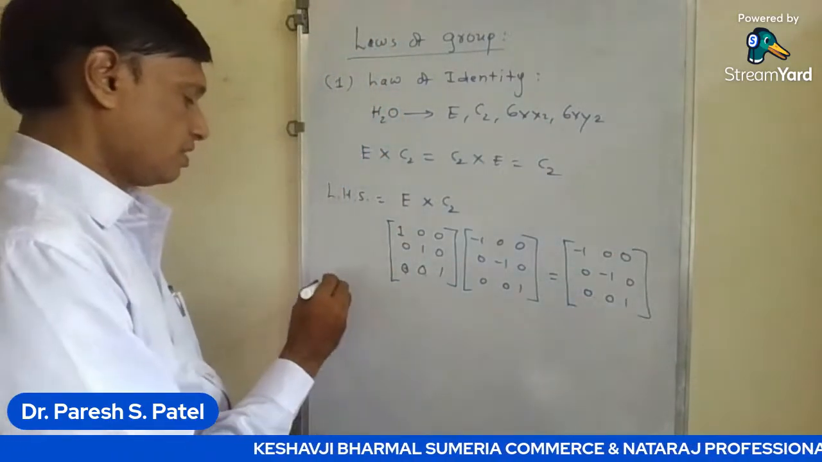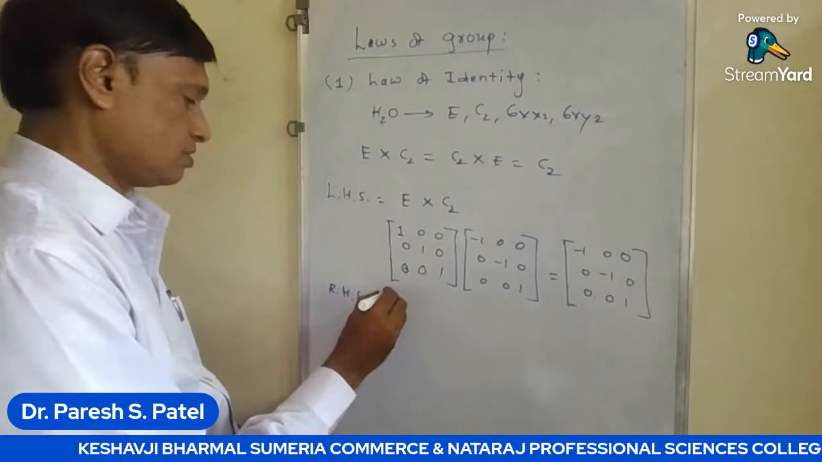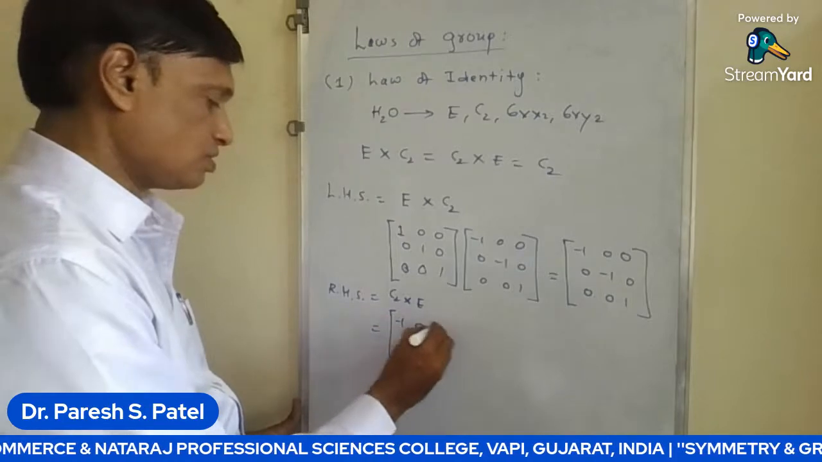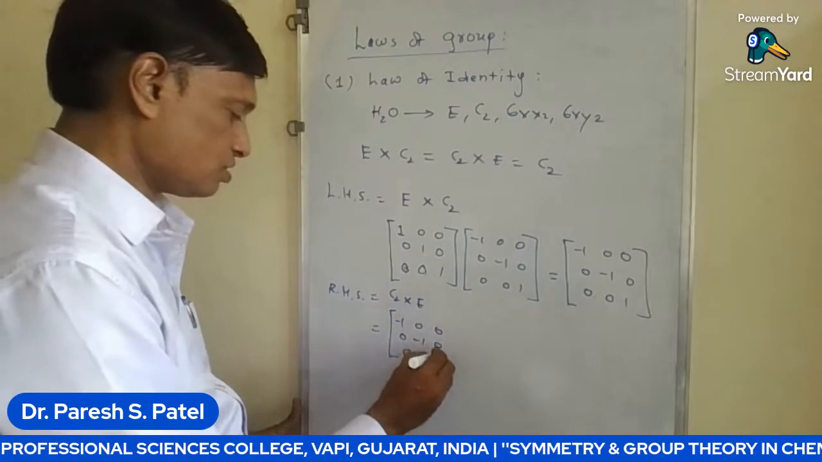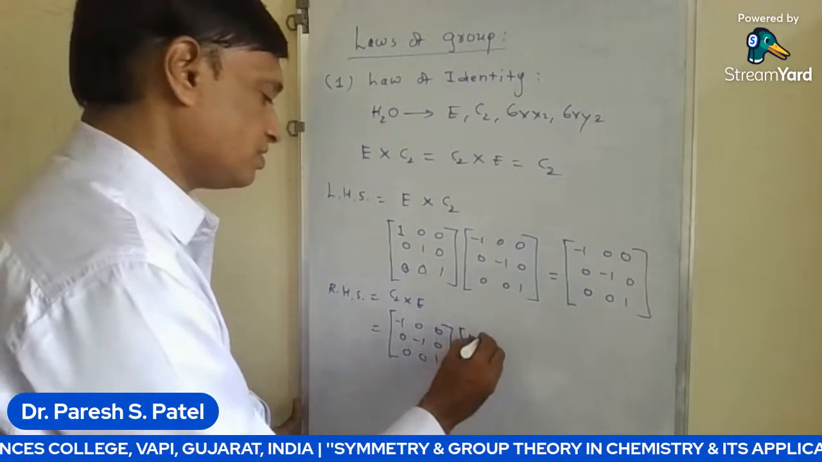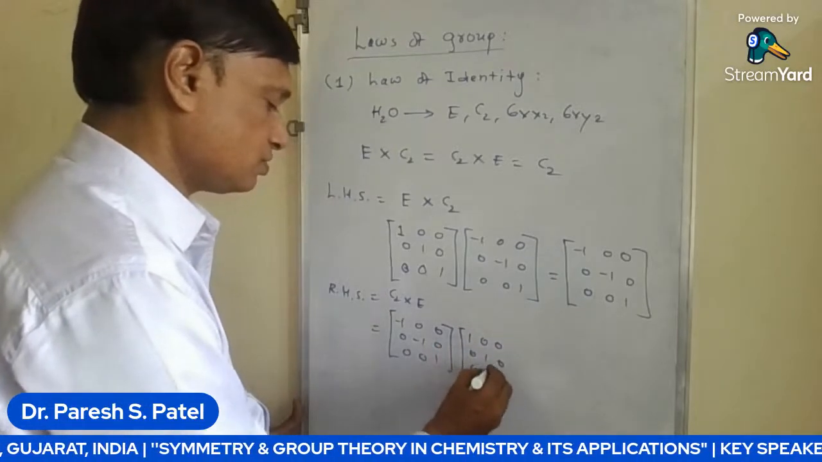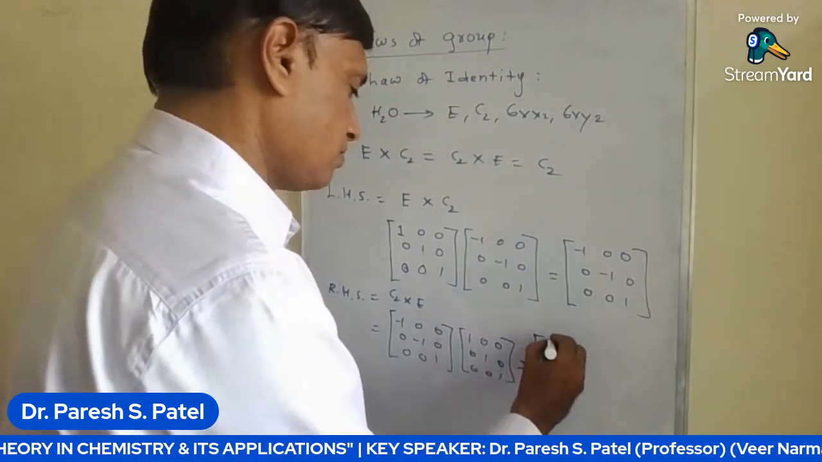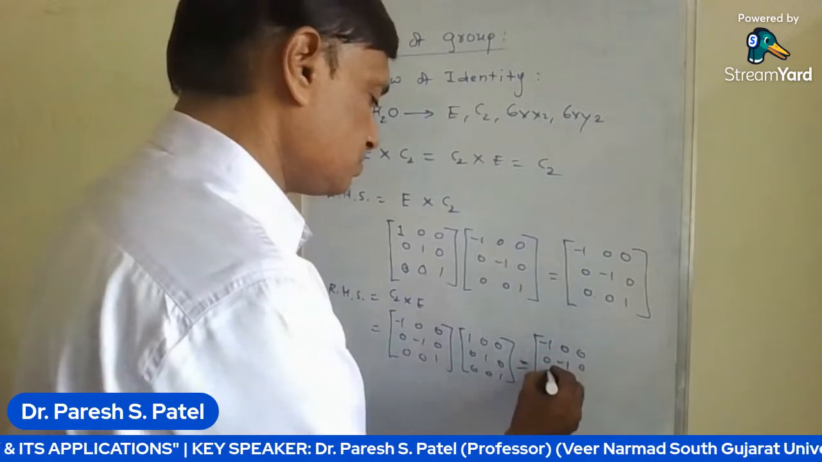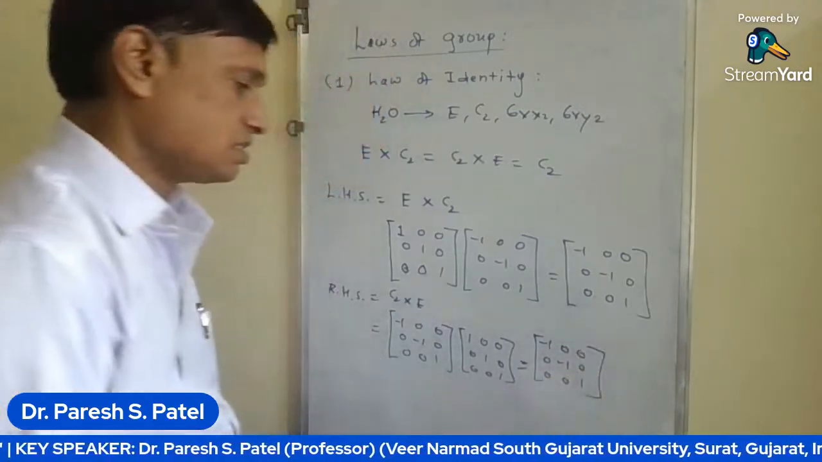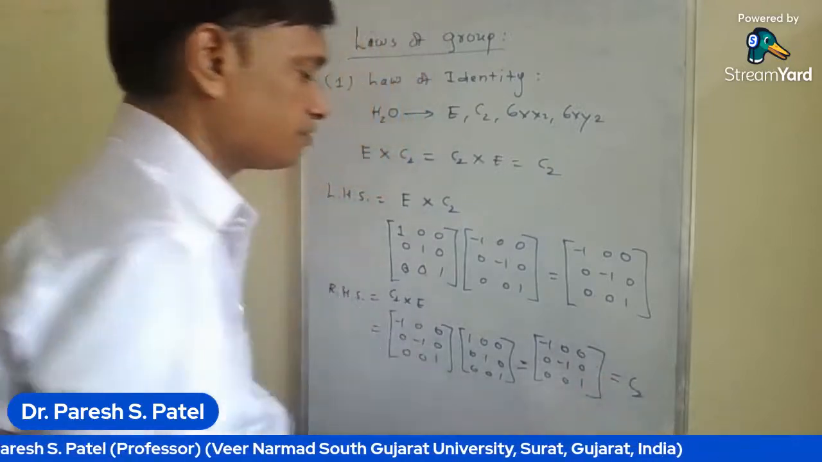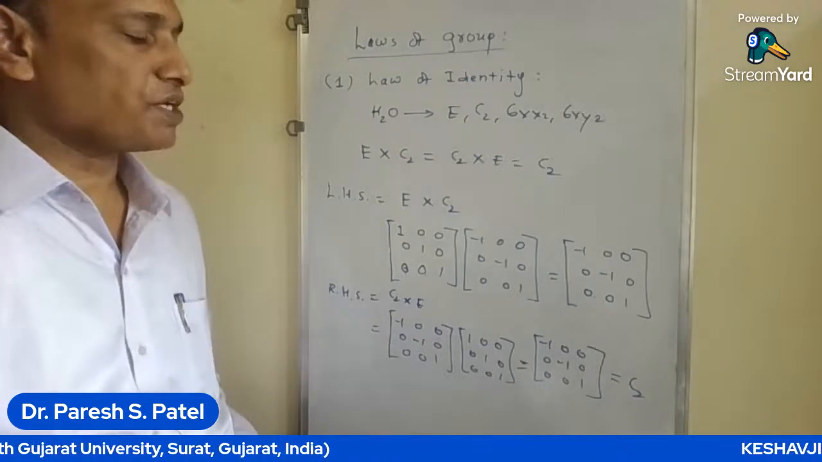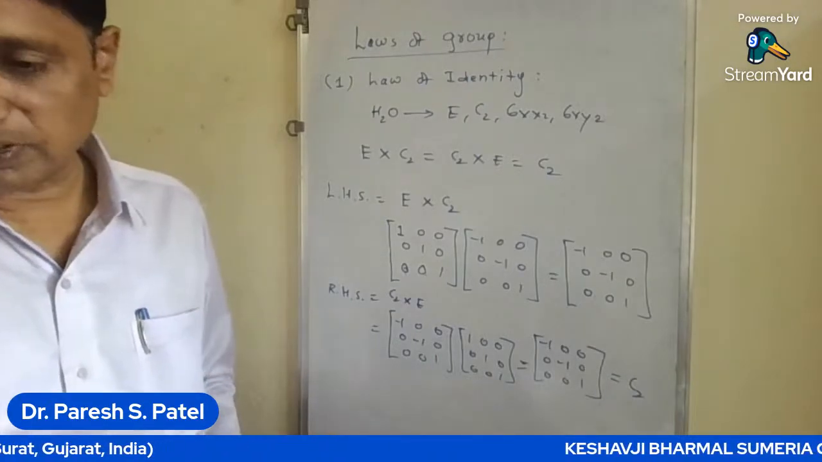And right hand side is equal to C2 into E, which is minus 1 0 0 0 minus 1 0 0 0 1 and identity 1 0 0 0 1 0 0 0 1, to give minus 1 0 0 0 minus 1 0 0 0 1, which is equal to C2. Okay, so what is the law of identity? Combination of any symmetry operation with identity, the answer will be the same.